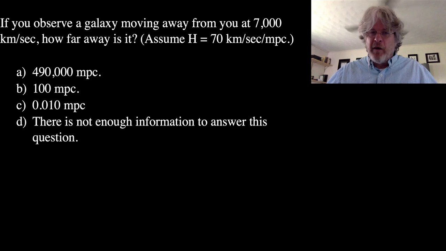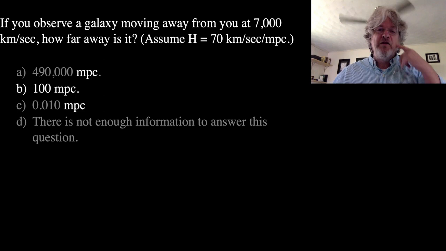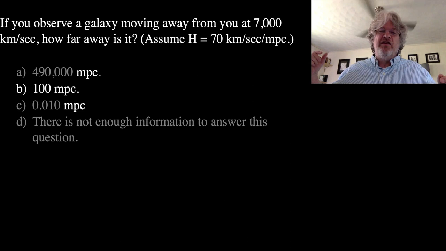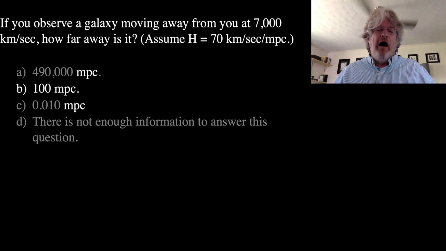And sure enough, 7,000 divided by 70, it's 100. And notice the other choices: 490,000, that's H times D, and 0.01, that's actually H divided by D. So any possible combination of 7,000 and 70 that you would do with your calculator is one of those choices. So again, just because it's multiple choice doesn't mean it's easy. But that one should have been pretty straightforward.